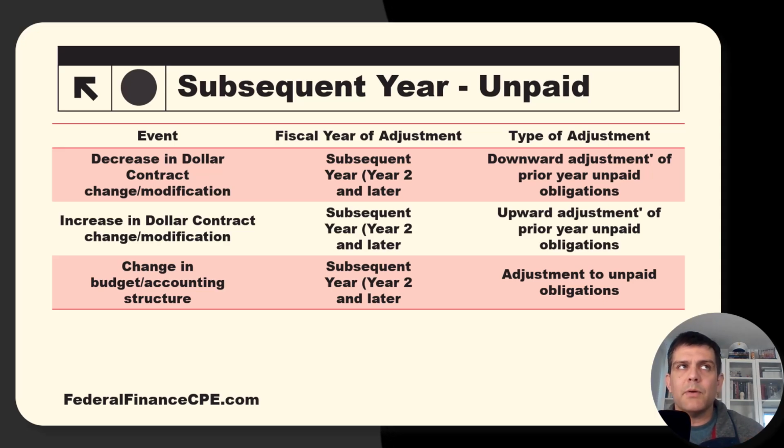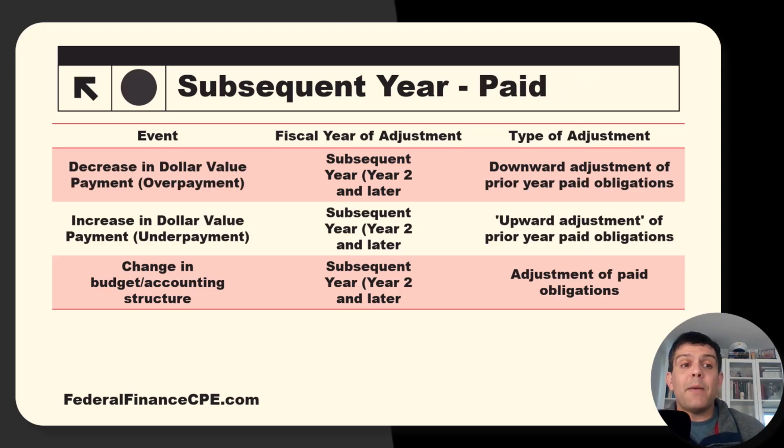So you're not going to post an adjustment for just a change in the structure within the same TAS, right? Now, if you are posting from one TAS to another, that is a dollar value change, right? It's because they're different TASs. So you would reduce one TAS and increase the other, downward and upward.